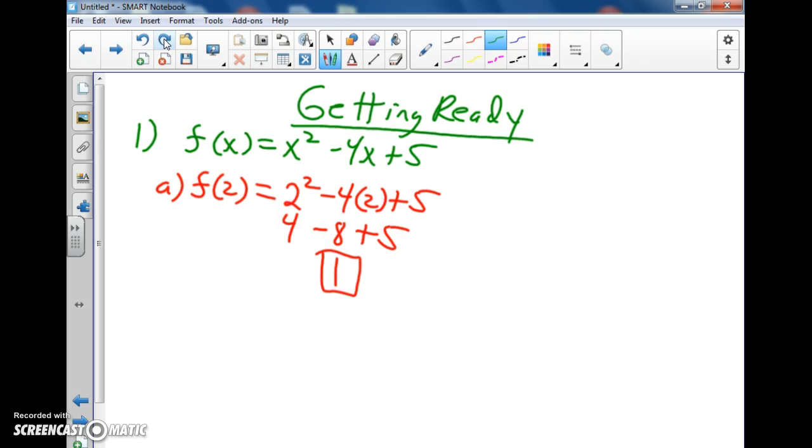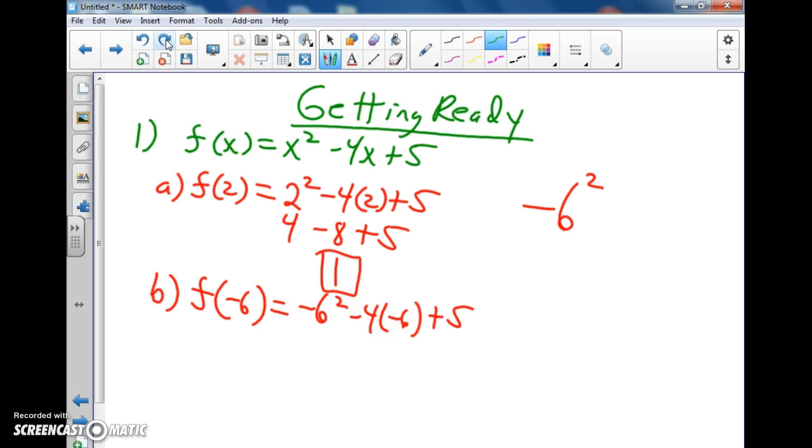The next one's a little bit more challenging. Now we're doing f of negative 6. So I'm going to take negative 6 and put it in for x, right? So I should get negative 6 squared minus 4 times negative 6 plus 5. Makes sense? Now here comes the thing. This is fabulous. I love that the book did this early. Lots of students mess up on this one.